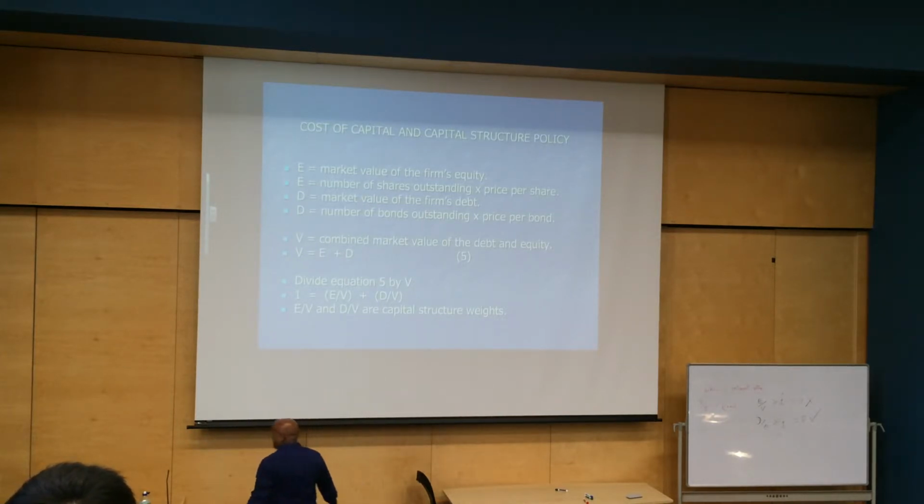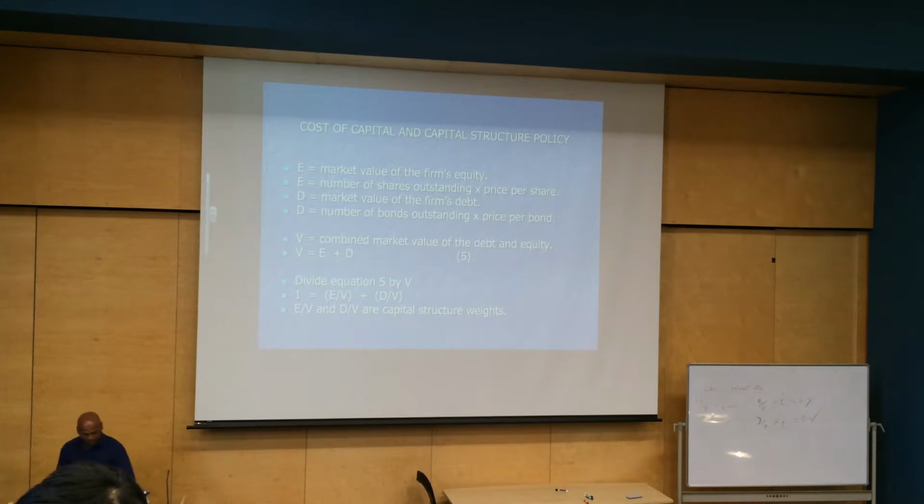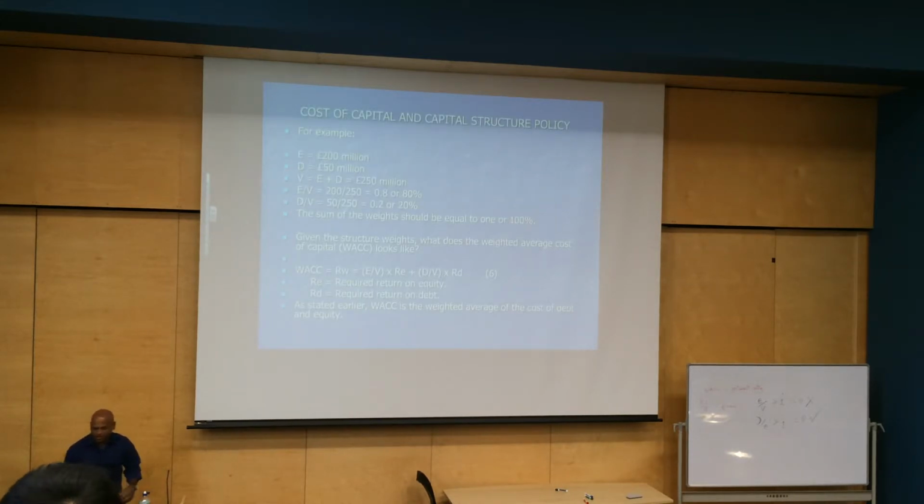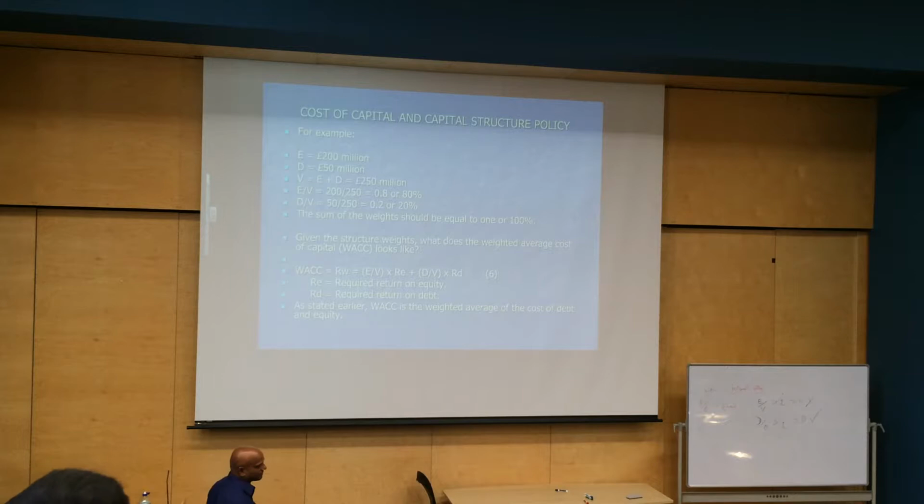So those guys are weights. Simple example, in millions. Put together equal to 1. Given the capital structure weights, what does the WACC look like? The WACC looks like that. It's the weight of the equity multiplied by the return of the equity, plus the weight of the debt multiplied by the return of the debt.